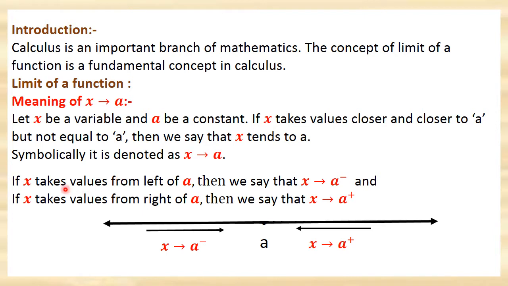Now there are two cases, where a is a constant. If we mark a point a on the number line, towards left and towards right there are so many points on the number line from a. So, if x takes values from left of a, then we say that x tends to a minus. A minus is written by a raised to minus. The meaning is x is taking the values from left of a and it reaches a. And if x takes values from right of a, then we say that x tends to a plus, meaning x is approaching a from right, or x takes the values which are right of a.